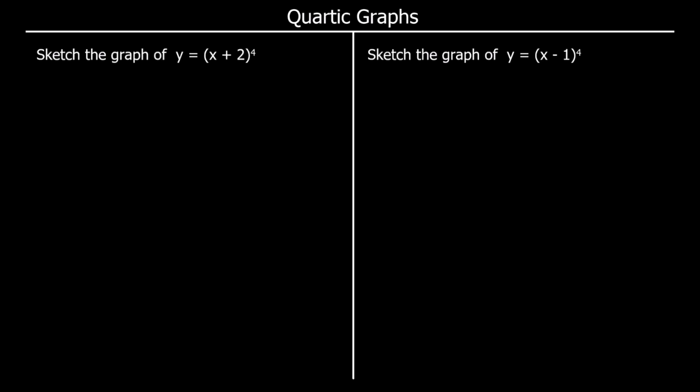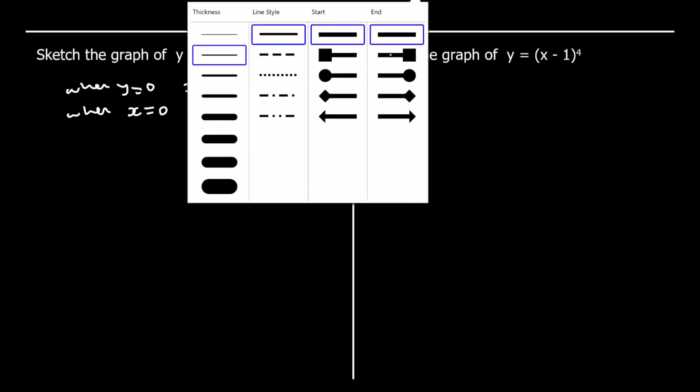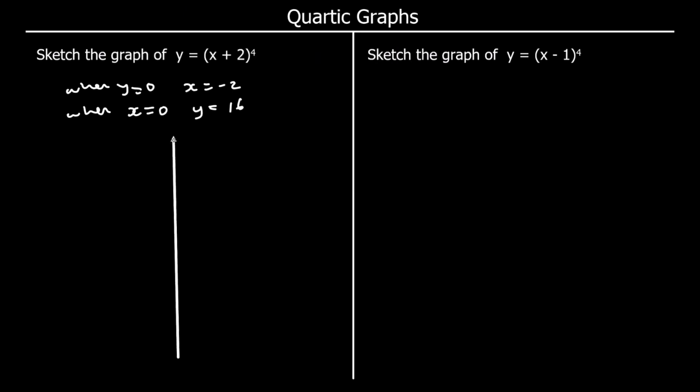And another one, this time we've got the same root repeated 4 times. So x plus 2 to the power of 4. So when y equals 0, x is -2. There's only one root. When x is 0, y is 2 to the power of 4, which is 16. It's a positive shape. So the one root when x is -2, it's a positive shape.